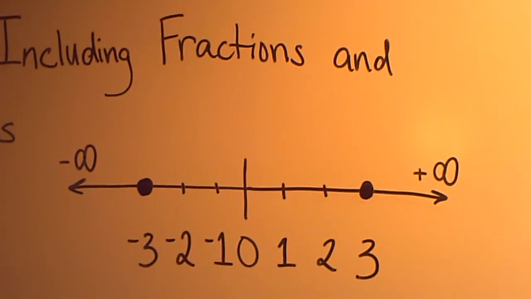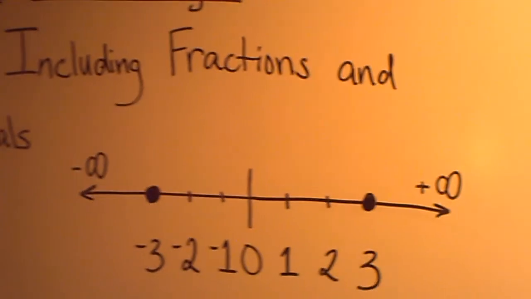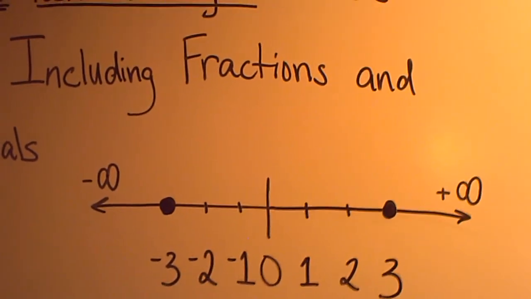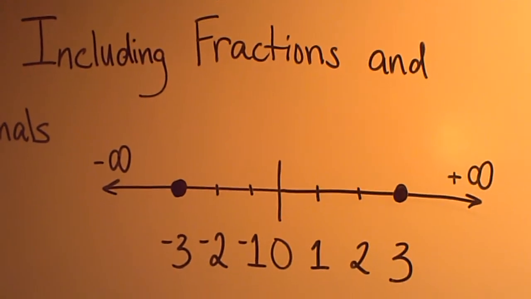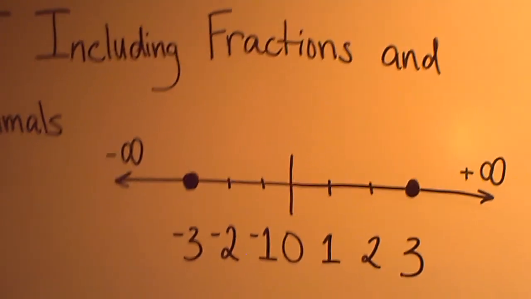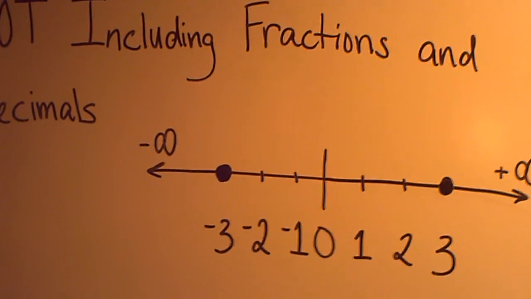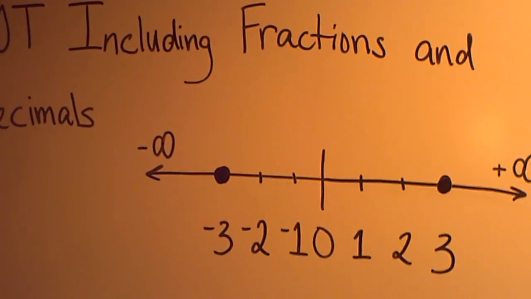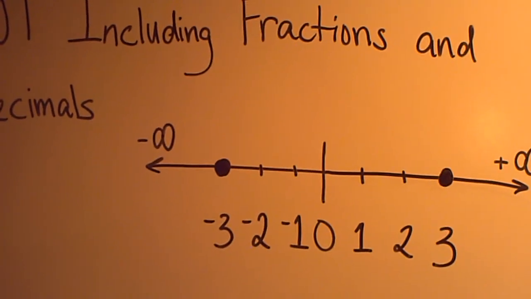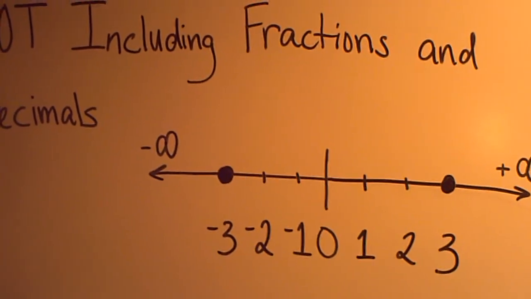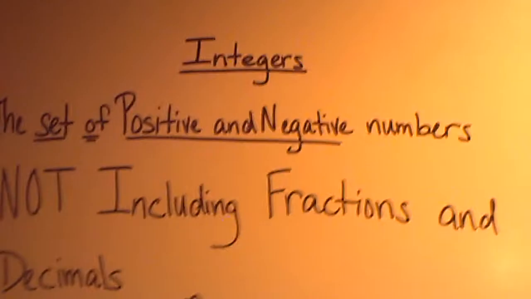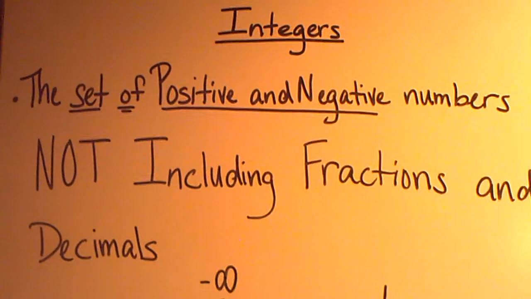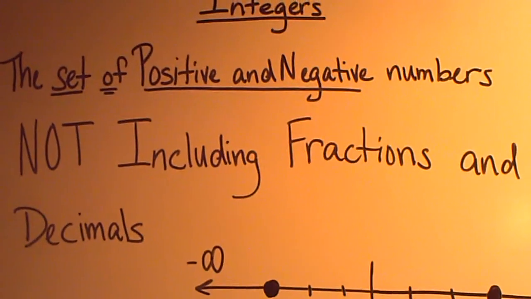Now you might recall that this little sideways 8 with the plus sign next to it just means positive infinity, and that just means that my number line is continuing on to positive infinity. And that little sideways 8 with the negative sign next to it means negative infinity. So my number line will continue to negative infinity as we proceed to the left of 0. But here again is what integers are: they are the set of positive and negative whole numbers, not including fractions and decimals.